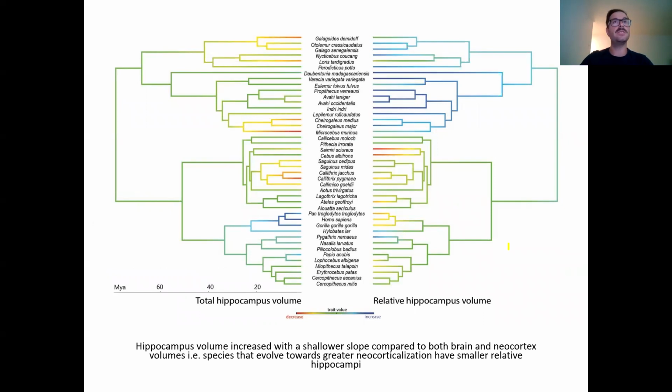We also did an analysis called ancestral state estimation, where we can reconstruct some of the evolutionary history of the traits of interest. On this graph, we can see the total hippocampus volume on one side and the relative hippocampus volume on the other side, relative to the rest of the brain or the neocortex. What we found was that species that have larger hippocampal volumes, that's the blue lines here, usually have smaller relative hippocampi. This is because the slope of increase of the hippocampus is shallower than the slope of the neocortical increase, meaning that species that have larger hippocampi usually have larger neocortices. So probably neocorticalization, or increased size of the neocortex, goes hand in hand with increased demand for hippocampal processing.